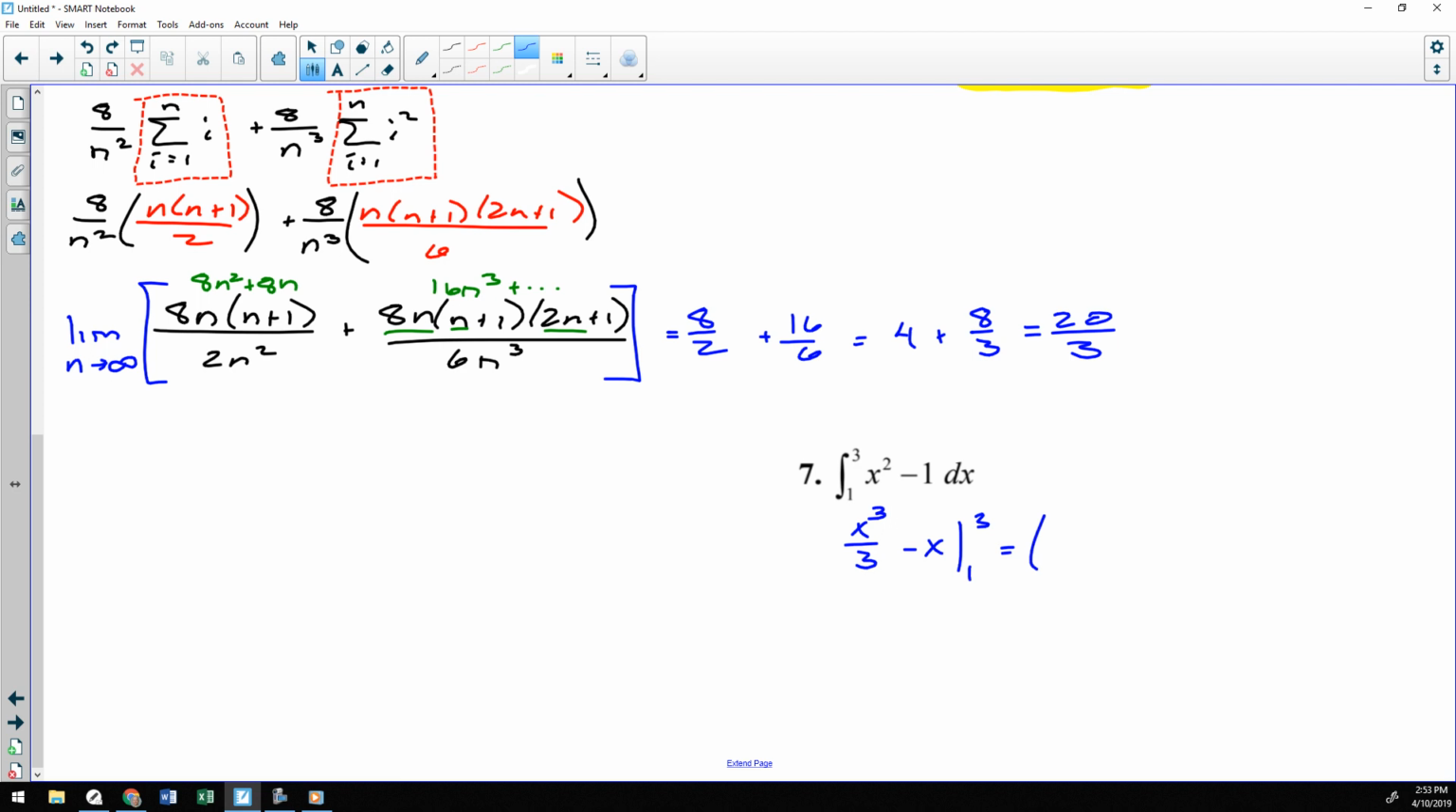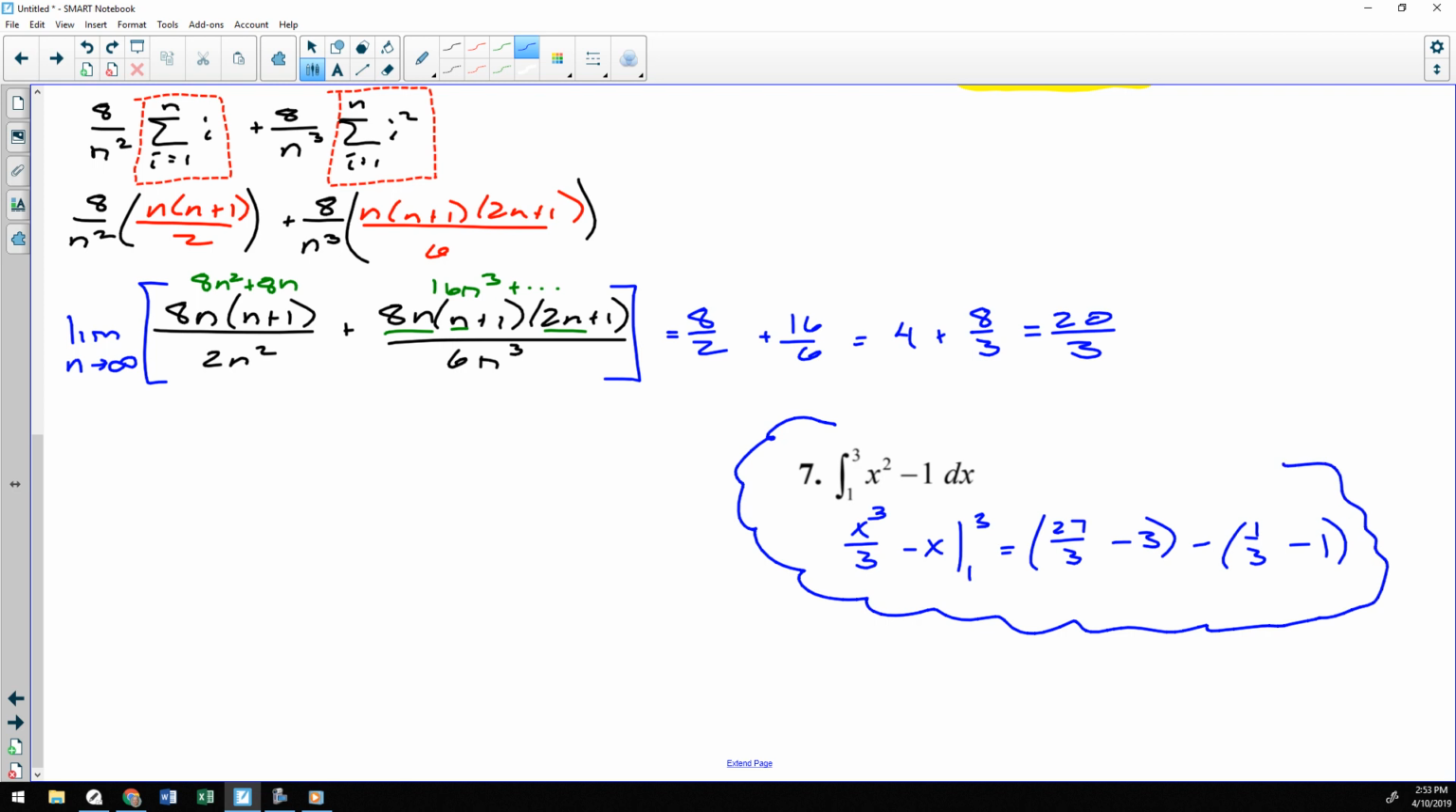So that'd be 3 cubed is 27 over 3 minus 3, minus, plug in 1, 1 cubed over 3 minus 1. And if you want to work that out really quick just to see what the answer should be, you can see that this antiderivative does end up giving you the same answer as that long process up here. So take advantage of the fact that you do know the shortcut way of getting these areas so you can check your answer on these more difficult problems.